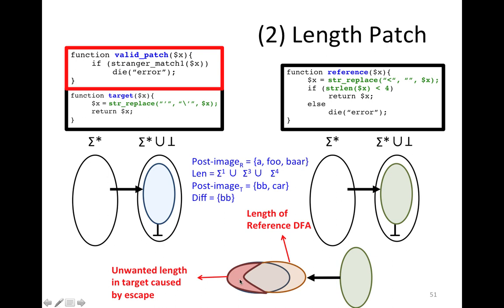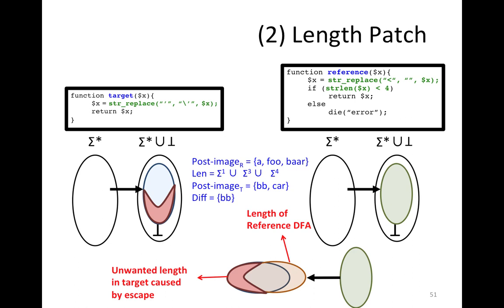We are going to get rid of this excessive or additional length that is caused by the escape operation here. Given this difference, we are going to compute the pre-image of this difference again, without the validation patch. And the pre-image here, we call it the length patch set, and the automata that represents it is the length patch automata or DFA.